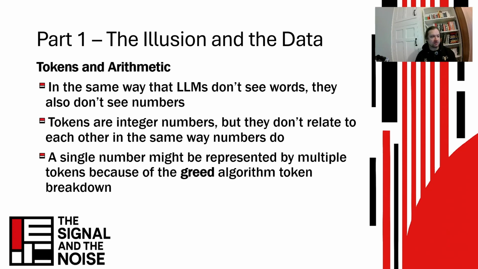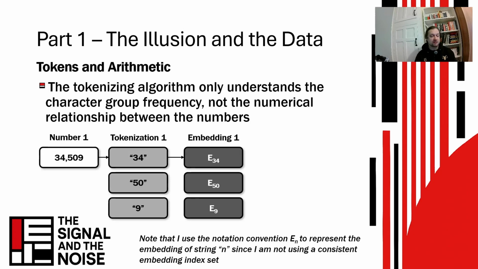So, tokens and arithmetic. In the same way large language models don't see words, when you type numbers in, they don't see the numbers as numbers. They convert them to tokens and then to embeddings, but the embeddings don't necessarily reflect the numbers. Also, a single number might be represented by multiple tokens because of the greedy algorithm token breakdown. So this means that doing arithmetic using a large language model just by itself creates an awful lot of problems.